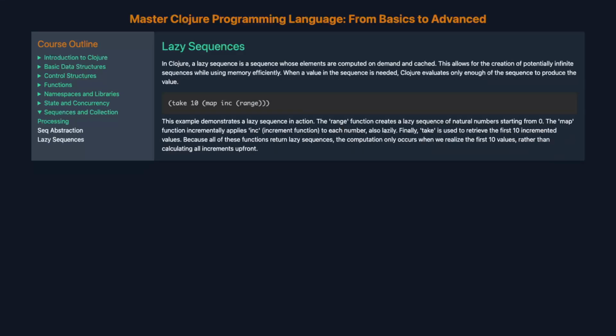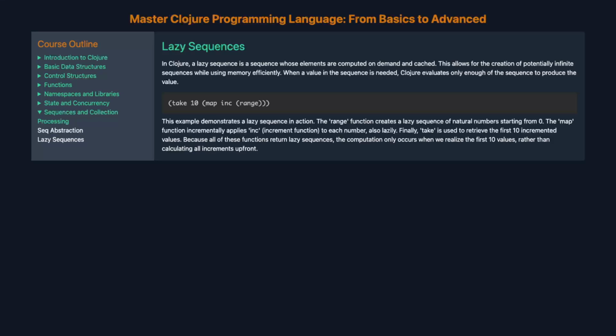Lazy sequences. In Clojure, a lazy sequence is a sequence whose elements are computed on demand and cached. This allows for the creation of potentially infinite sequences while using memory efficiently. When a value in the sequence is needed, Clojure evaluates only enough of the sequence to produce the value.